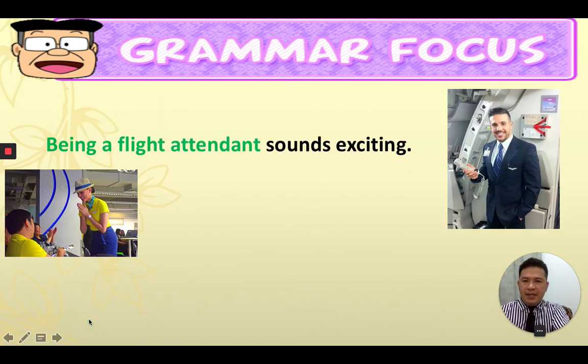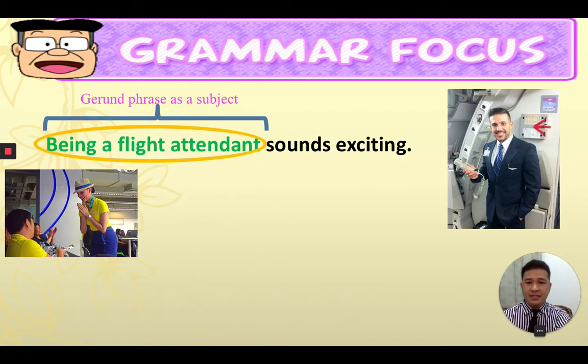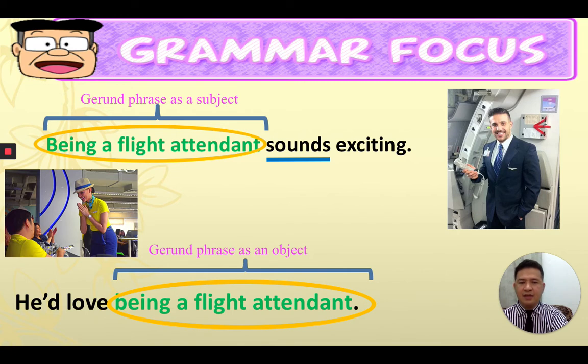Second, being a flight attendant sounds exciting. This is our gerund phrase as a subject. Being a flight attendant. Sounds here is our main verb. And this is the word that best describes or completes the meaning of the sentence. How to change this into gerund phrase as an object? It will be, he'd love being a flight attendant. So being a flight attendant here is our gerund phrase as an object. And would love, or the constructed form here, he'd love, is our main verb.